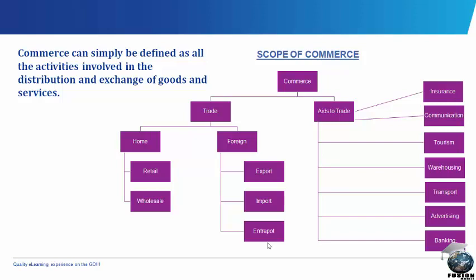Now, talking about the scope of commerce, as we can see there, it's divided into trade and aids to trade. And under trade, we have home trade and foreign trade. Under home trade, we have the retail trade and the wholesale trade, while under foreign trade, we have the export, the import, and the entreport.